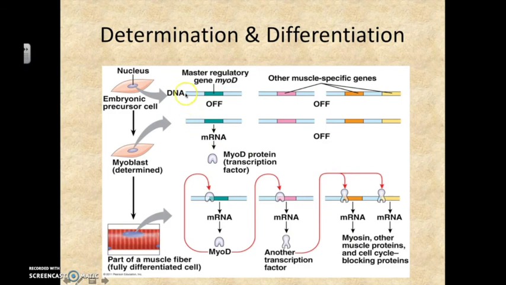So this process up here is determination, where the cell receives information that sets it on a path to become a specific type of cell that cannot be changed. Once it's set on that path, it will become a muscle cell, regardless of what else happens. And then in the process of differentiation, that stem cell starts producing cell-specific proteins, muscle-specific proteins in this case, and then it differentiates into a muscle cell.